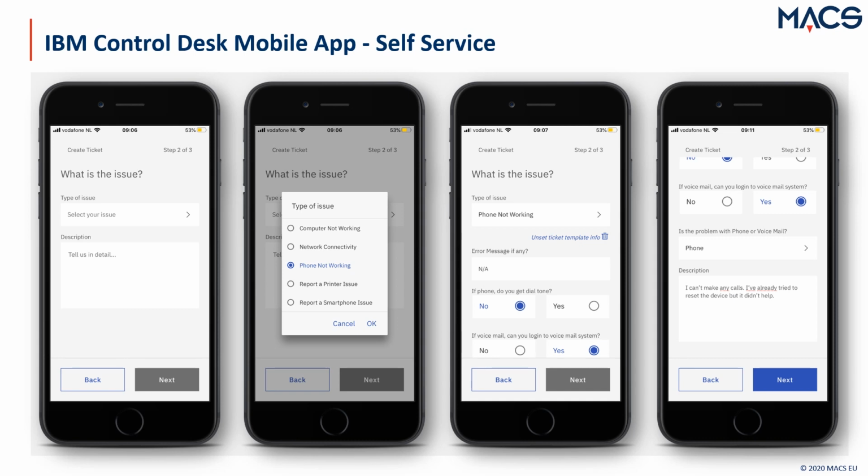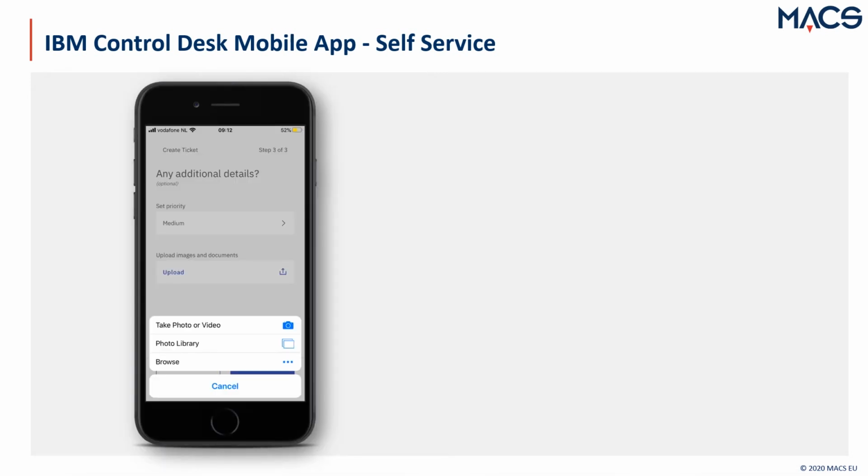But when I have filled in all the fields on step 2, I click on next and I go basically to the next screen. And that is the last step of creating the ticket, which is the possibility to make sure there is a proper photo for my problem, or maybe a document which I want to add.